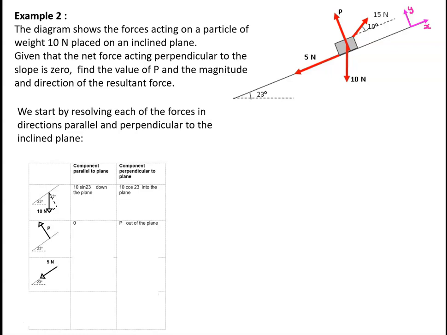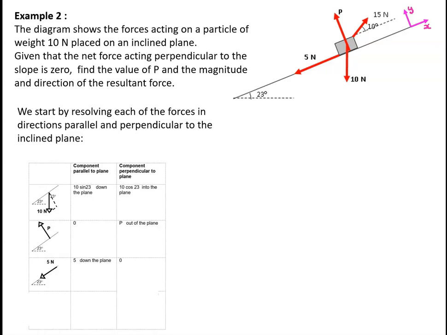Moving on to the 5 Newton force. The 5 Newton force is acting down the plane, so the component parallel to the plane is 5 newtons down the plane, and the component perpendicular to the plane is 0 because it doesn't act at all perpendicular to the plane.